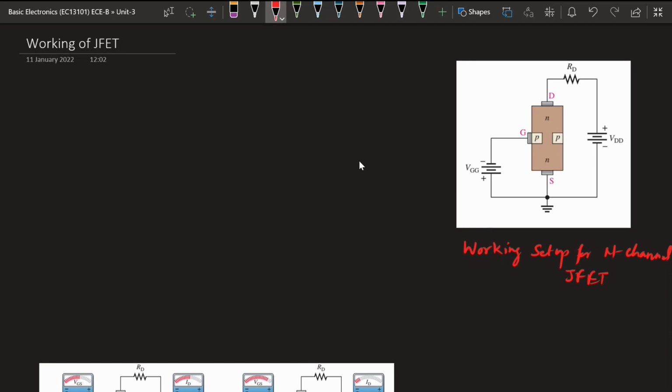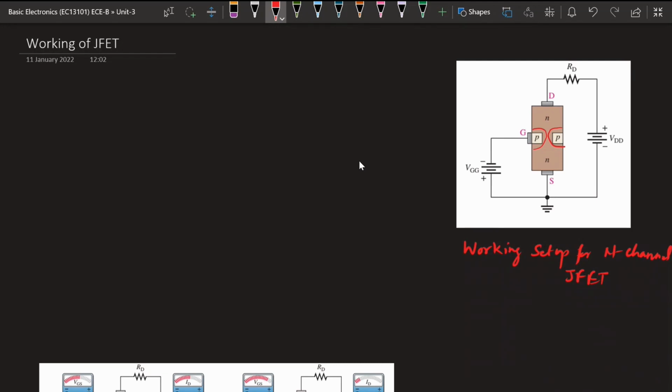The negative gate voltage will control the current flowing through this channel. If the channel is this wide, the current will be high. If we increase the negative gate voltage, there will be more reverse bias, so the depletion region will increase on this side and this side. That means less channel is available for conduction, so the number of charge carriers flowing will be reduced. That defines the control of the current flow.